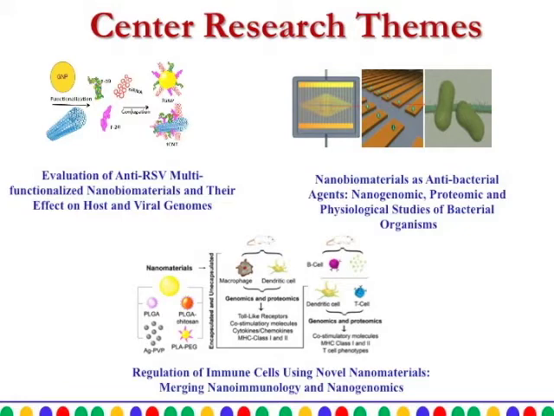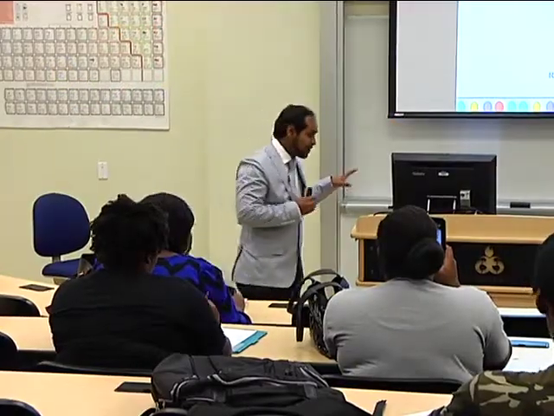There are three major aspects that we cover in the center. First, we evaluate anti-RSV. RSV is a virus, the respiratory syncytial virus, which affects infants and the older ones, wherein the immune system is compromised, right? They are more prone to infections. So in the center, we are trying to develop a vaccine against this RSV infection by incorporating nanomaterials and their biomedical applications. So that is one field.